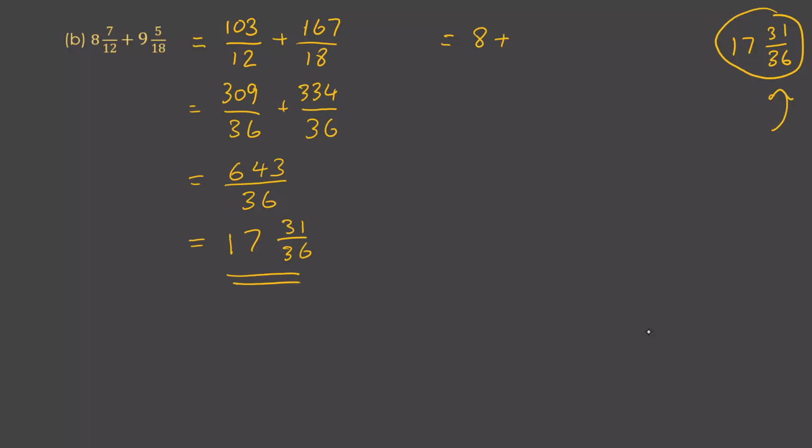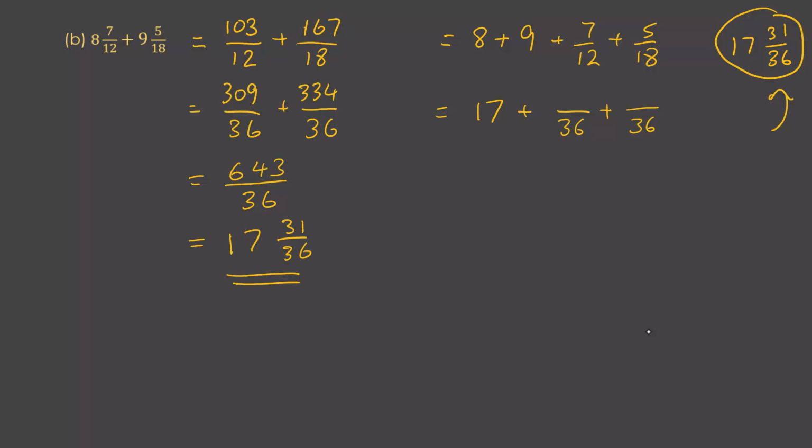So with the second method, I'm going to split out the 8 and the 9 and the 7/12 and the 5/18, and we'll do those separately. Well, 8 plus 9 is 17. Common denominator here needs to be 36. 12 and 18 both go into 36.